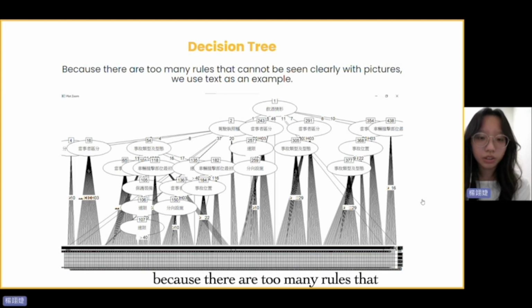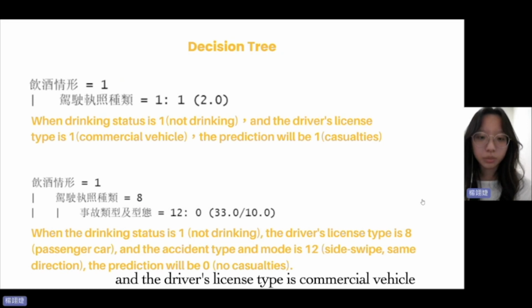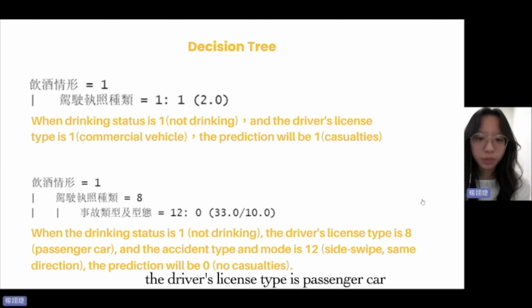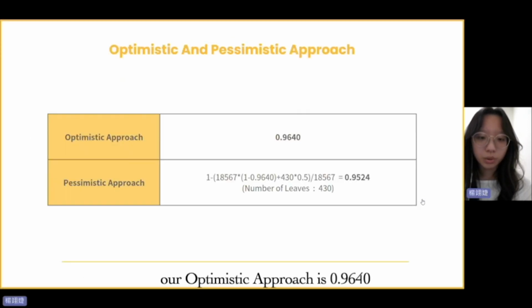Because there are too many rows to be seen clearly in a picture, we use text as an example. When drinking status is not drinking, and the driver's license type is commercial vehicle, the prediction will be casualties. When drinking status is not drinking, the driver's license type is passenger car, and the accident type and mode is side swipe, same direction, the prediction will be no casualties. Our optimistic approach is 0.9640, and the number of leaves is 430. The pessimistic approach is 0.9524.